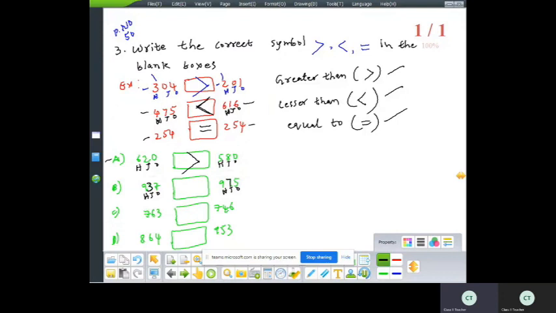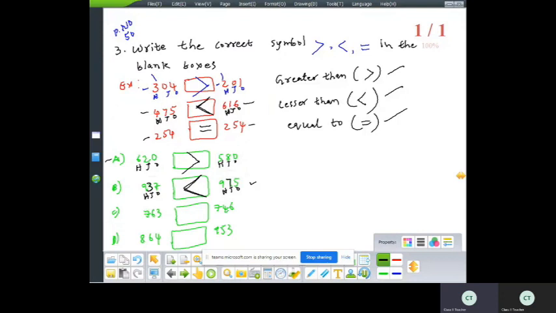From 3 and 7, which is the bigger one? 7 is the bigger one. So 975 is bigger than 937. This is the bigger one. Now the bigger number is on the right side. We open the mouth towards the right side. Now we get the lesser than symbol. This is a lesser than symbol.